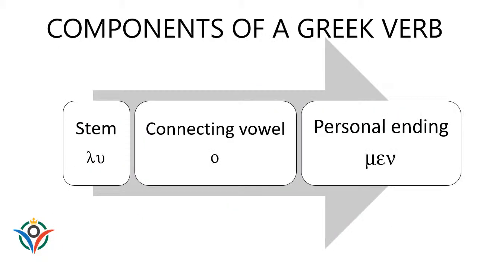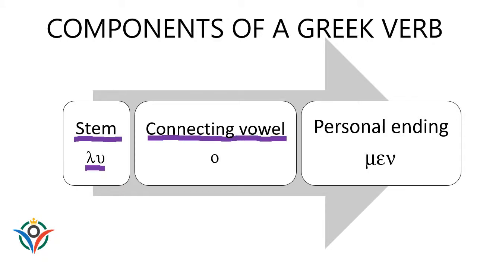Before we learn any endings, it is important that we understand how Greek verbs are built. So let's take a look at the three components of a Greek verb. We have the stem, the connecting vowel, and the personal ending. So firstly, the stem. The stem is that part of the verb that carries its basic meaning. So in this example, the stem is lu. Secondly, we have the connecting vowel.